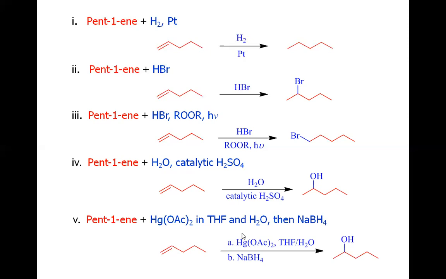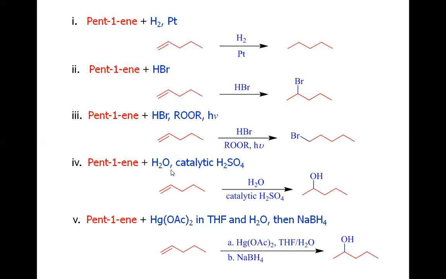Now, here you may ask a question: if we have the same product, that is the secondary alcohol, in the fourth reaction and in the fifth reaction, then what is the utility of these expensive reagents to have the secondary alcohol, which we could have got with water and sulfuric acid easily? Well, in this particular example, there is no difference. And yes, if you need the secondary alcohol, it is stupidity to use this mercuric acetate and THF water and later sodium borohydride. Rather, we could have used these simply cheap reagents.